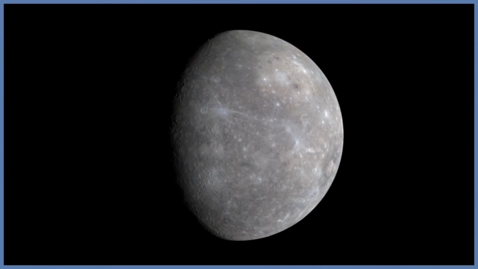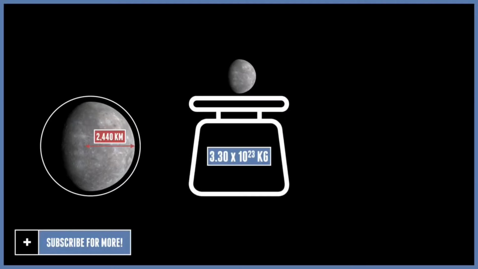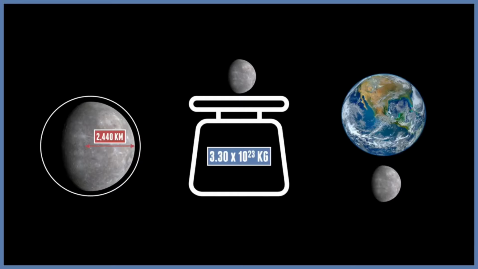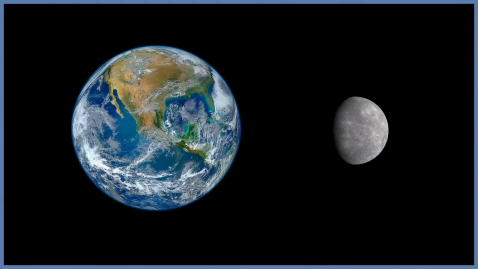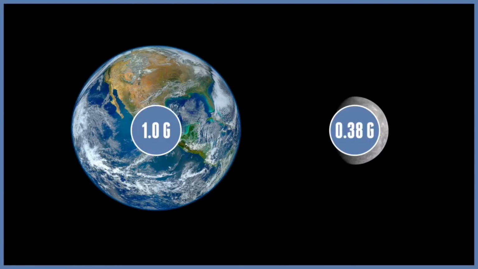So let's start off with Mercury. It has a mean radius of 2,440 kilometers, and has a mass of 3.3 times 10 to the 23 kilograms. Mercury is only around about a third of the size of Earth. This makes Mercury the smallest and least massive planet in the solar system. However, it does have a high density, and this is just slightly lower than the Earth's density. Mercury has a surface gravity of 3.7 meters per second squared. So if you do the calculation, that's the equivalent of 0.38 g.